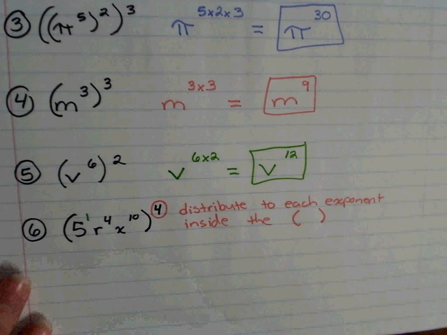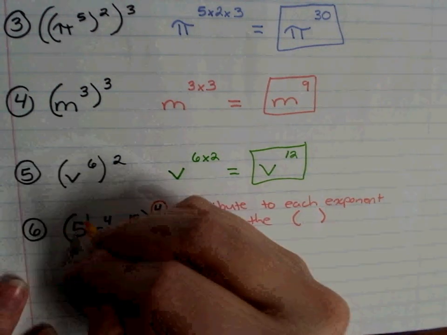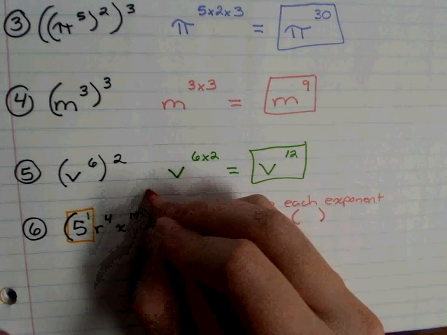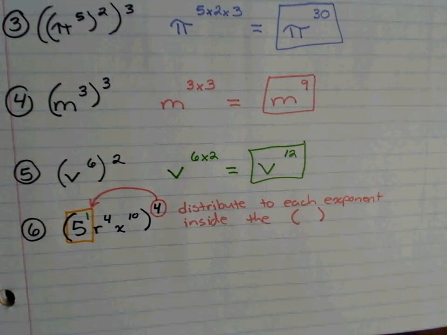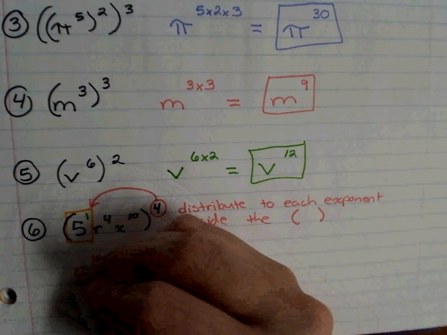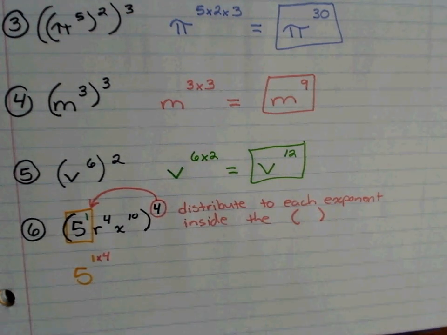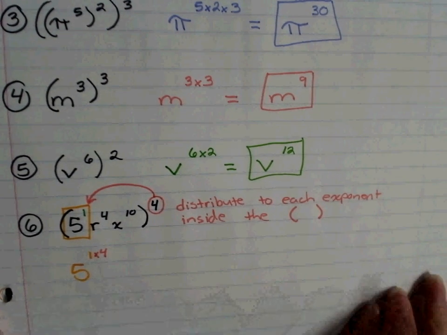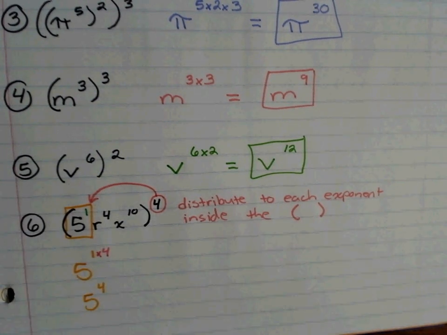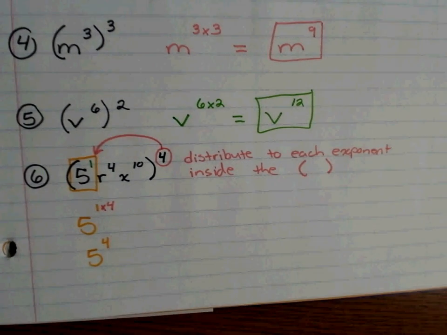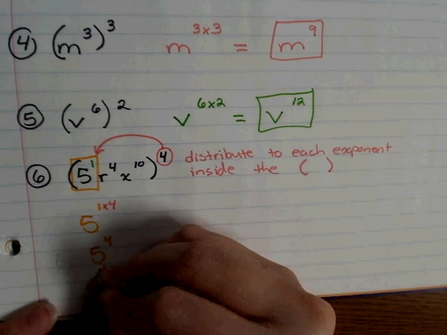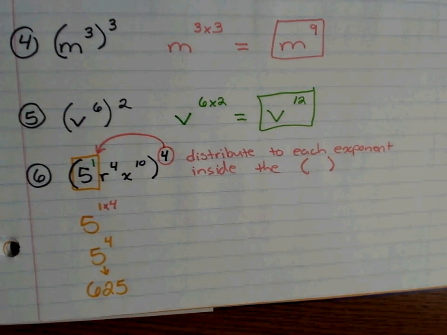So I'm going to write that in there. What we do first, we're going to focus on the 5. We're going to distribute the exponent of 4 to the 5's exponent of 1. So this is going to become 5 to the 1 times 4 power. Well, what's 1 times 4? 4. So this becomes 5 to the 4th power, and then we can actually do 5 to the 4th. What does 5 to the 4th equal? 625. We do 5 times 5 times 5 times 5, 625.